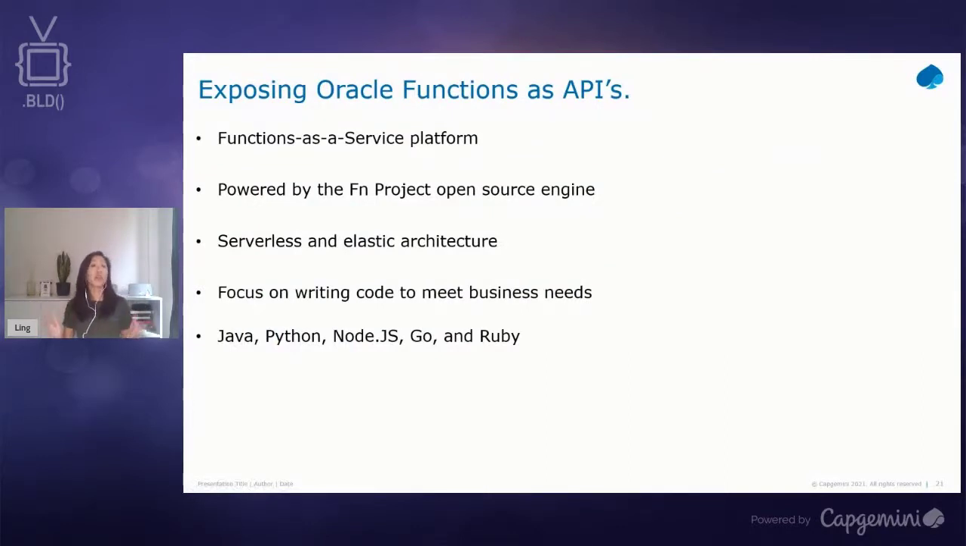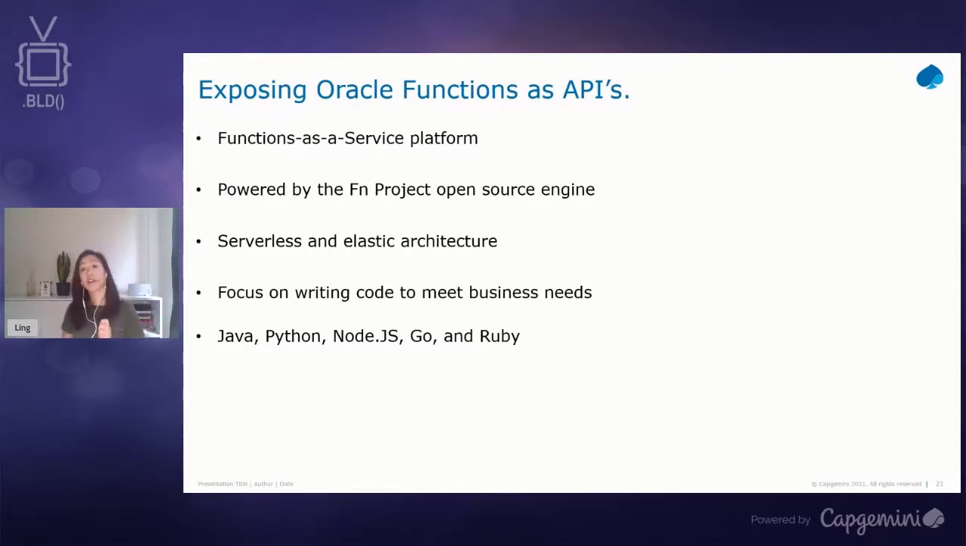As I've already told, we are using Oracle Functions to gain access to our data using the ORDS layer. So what is Oracle Functions? It is a fully managed, multi-tenant, highly scalable, on-demand functions as a service platform. It is built on enterprise-grade Oracle Cloud infrastructure and is powered by the Fn Project open source engine. It is serverless and has an elastic architecture and is used to focus on writing code to meet business needs. And supported languages, amongst others, are Java and Python.